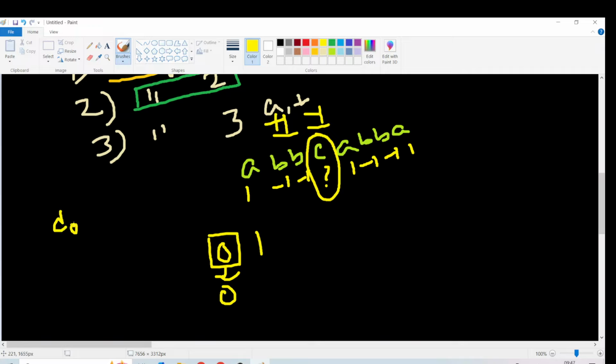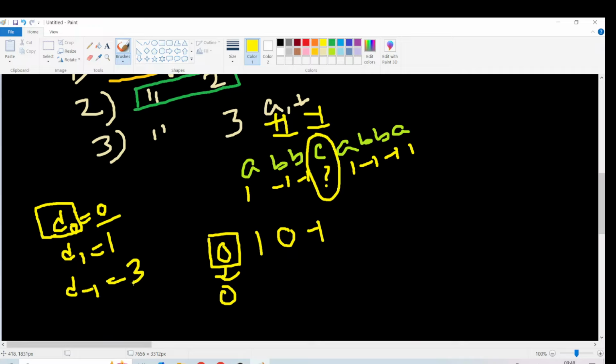So D of 0 is 0, the first time we encountered 0. Now D of 1 will be 1. Now again it becomes 0, 1 minus 1 is 0. Now we don't change the value of D of 0 because it is already set. So we again go to B, so this will be minus 1, and we'll say D of minus 1 is 2.